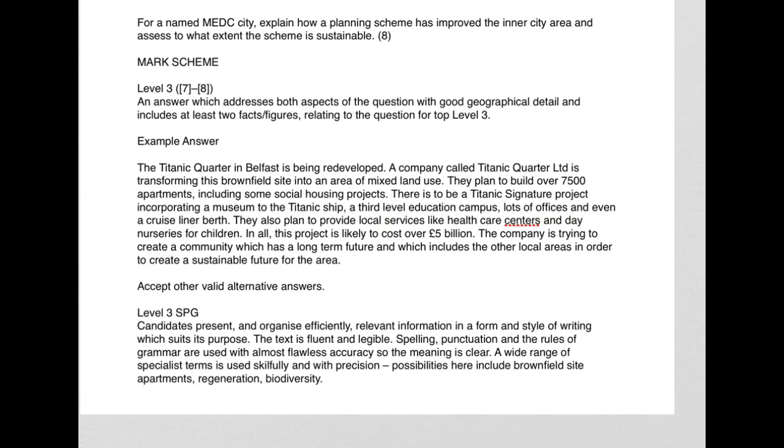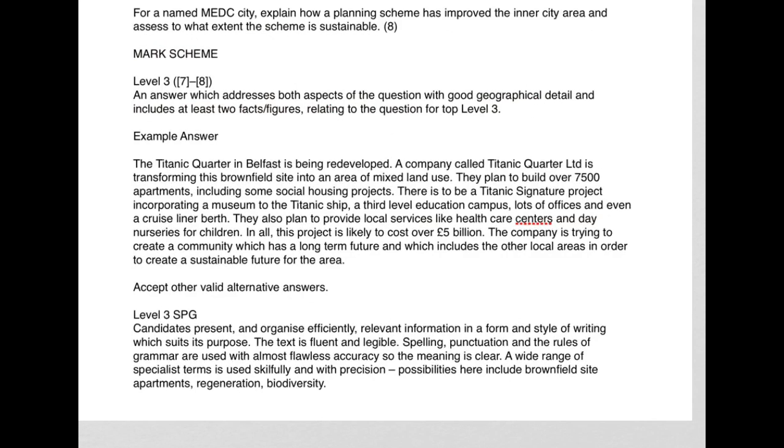If we have a look at the mark scheme, an answer which addresses both aspects of the question, so it explains and it assesses the sustainability. So you can see that our plan does that. Good geographical detail with at least 2 fact figures. We've already said we want to see that in it, and relates to the question for top level 3. Let's have a look at this example answer down below.